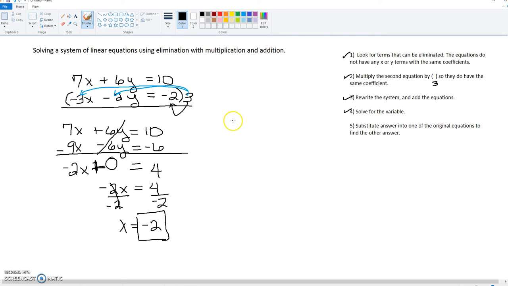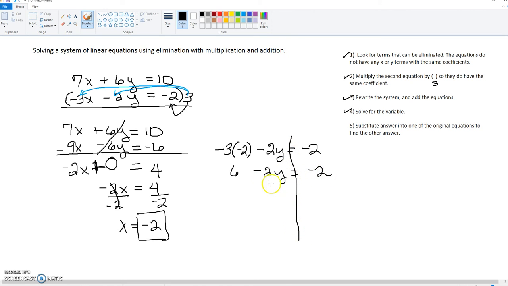Now, of course, I'm going to pick the easier one with the smaller numbers just because it's easier. I like smaller numbers. If you want to do the other one, that's fine too. Either way, you'll get the same answer. Okay, and you're substituting it back into the original one, not into the one you multiplied the 3 into. So here we've got negative 3 times negative 2 is 6, minus 2y equals negative 2.